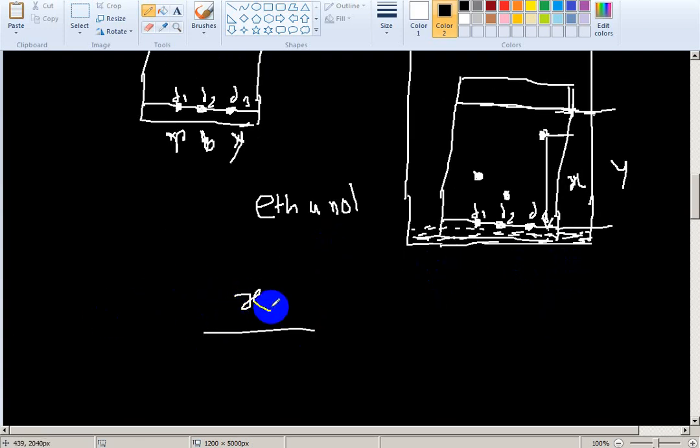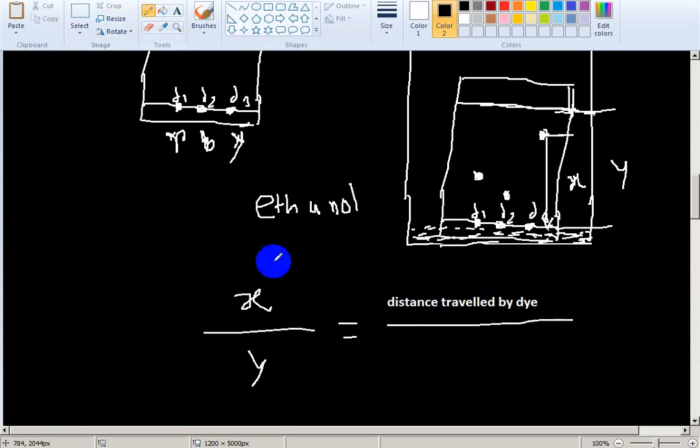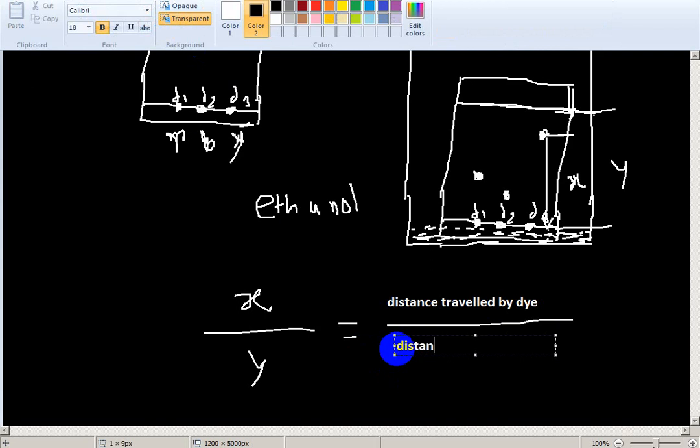So the ratio of x and y. What do I mean by x? x is the distance moved by the colored solute, the distance traveled by the pigment or solute or color or dye, divided by the distance traveled by the solvent.